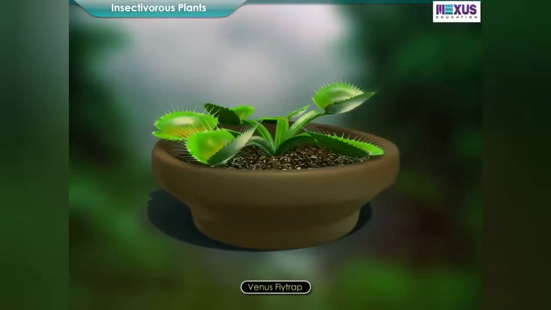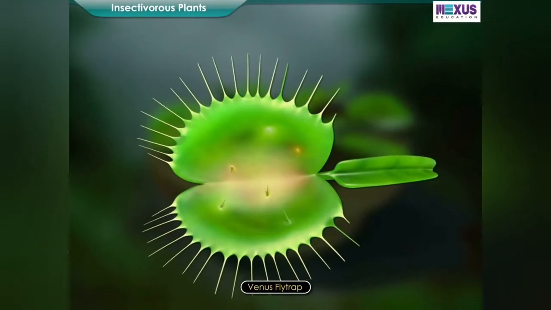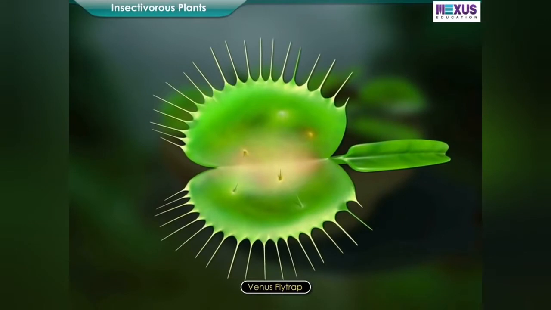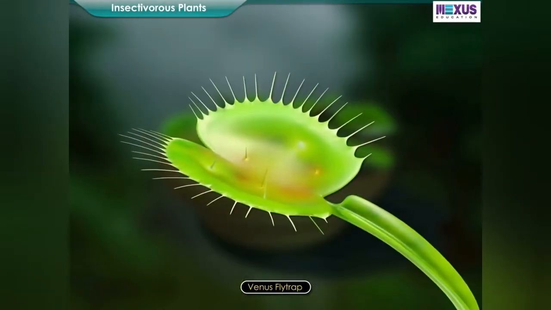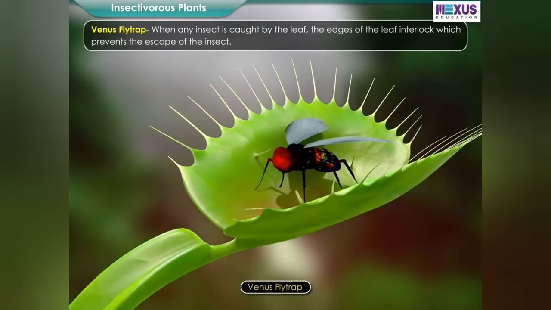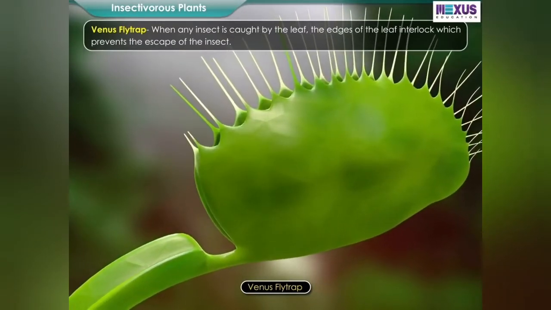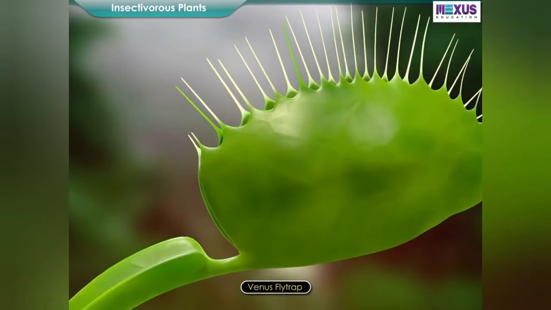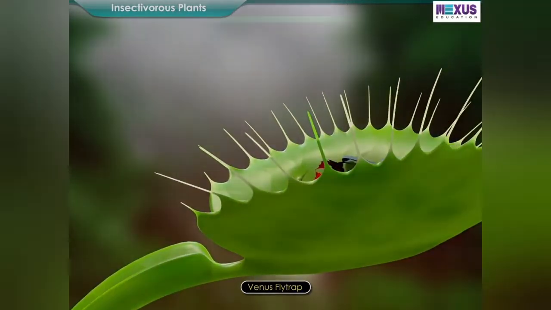Venus flytrap. In this, the edge of the leaf has long, pointed, stiff hair. The leaf blade is divided into two parts, and the midrib acts as a hinge. When any insect is caught by the leaf, the edges of the leaf interlock. This prevents the escape of the insect. The plant secretes juices which digest the insect.